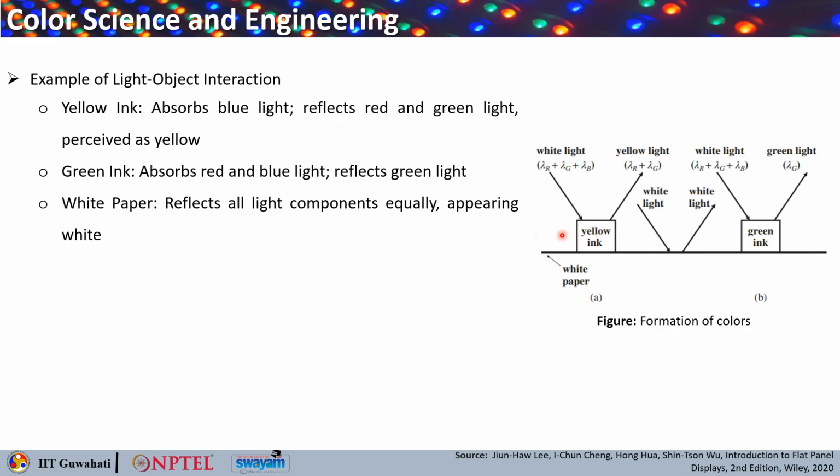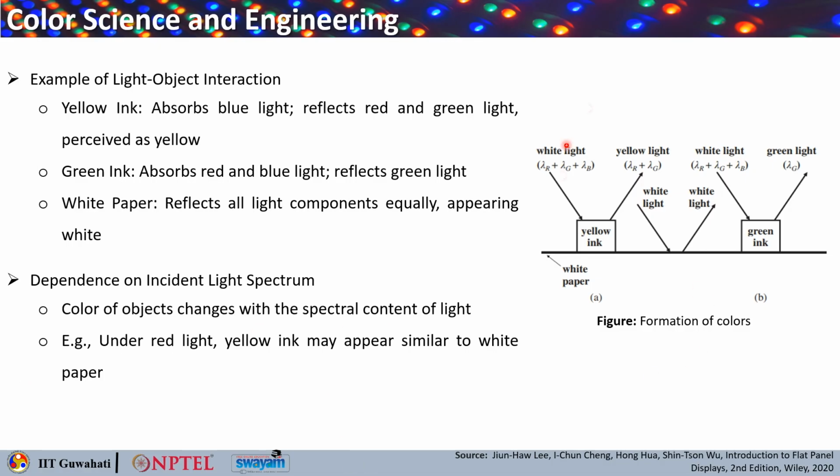Okay. Now, if you put a green ink under the same light, what will happen? So, when you put R, G and B, G will come out. So, R and B are basically getting absorbed, right. And if you have a white paper where white light is falling, all the colors are basically getting reflected. So, that is why you see it as white. So, this is how any object's color is determined.